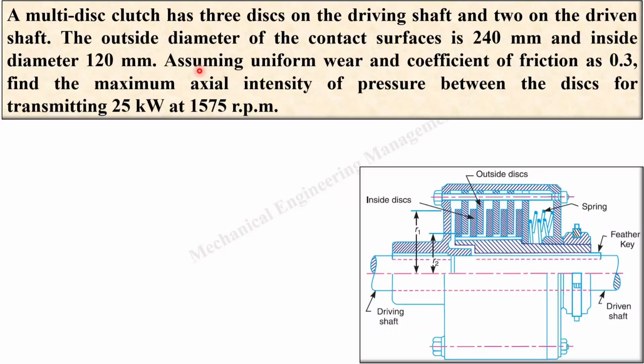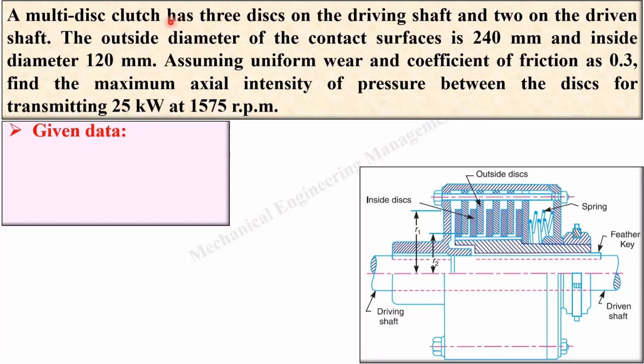So you only have to apply one theory, that is uniform wear theory, and the coefficient of friction is 0.3. Find the maximum axial intensity of the pressure between the discs for transmitting 25 kW power at 1575 rpm. So let's first write the given data in symbolic notation.